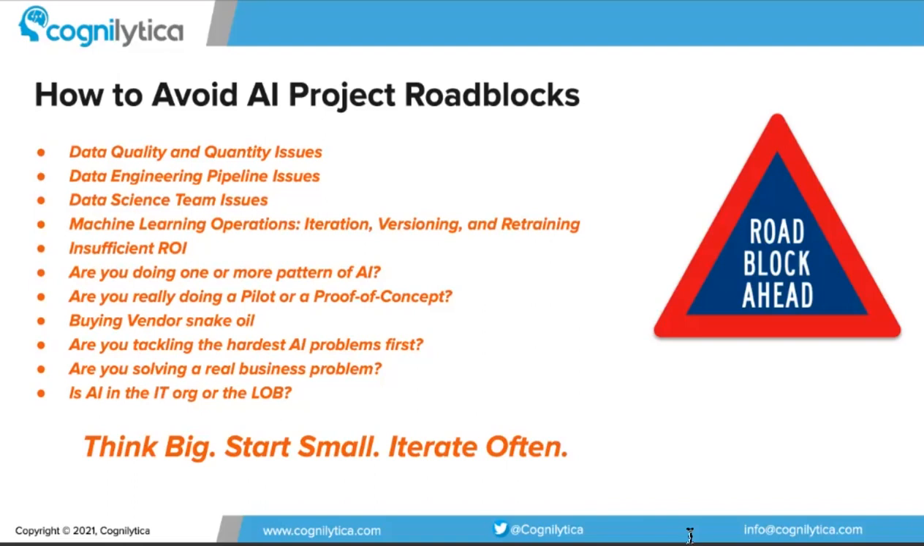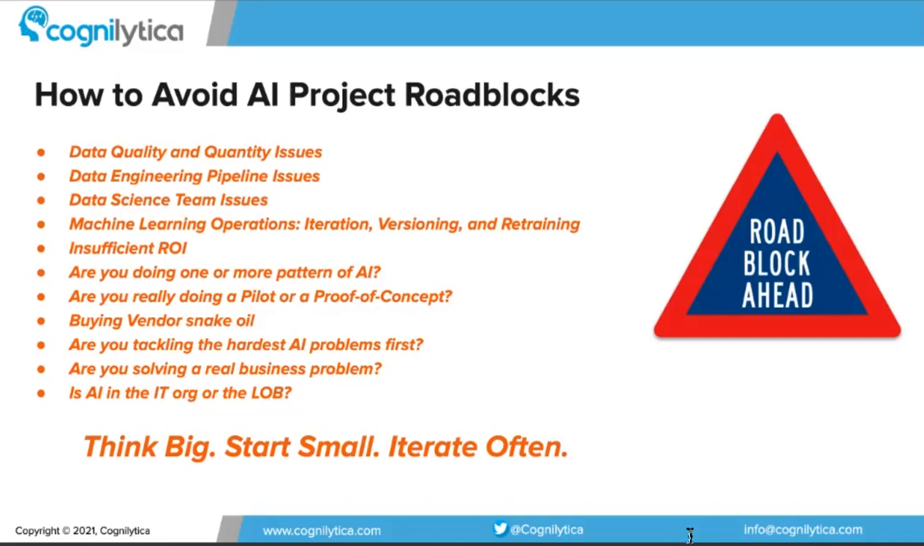Right. There are also data engineering pipeline issues and data science team issues. We talked about, do you have the right roles in place? And if you don't, think about how you can get that. Is there another solution that I can get? Can I hire somebody for this role? Can I train somebody in this role? And if the answer is no, then that may be a roadblock that you have.